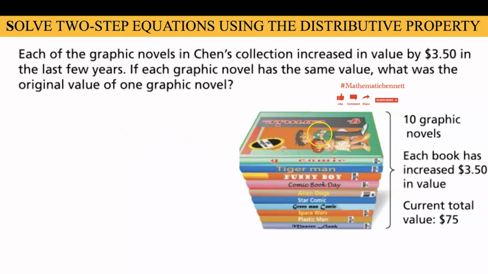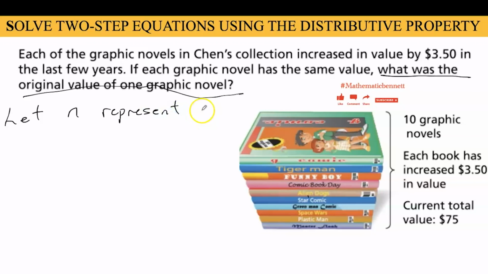So looking at this question, we see that there are 10 graphic novels. Each book had an increase of $3.50 in value, and their current value is now $75. So we need a variable because we don't know the original price of the graphic novels. The question asks us for the original value of one graphic novel, so we can let N represent the price of one graphic novel.